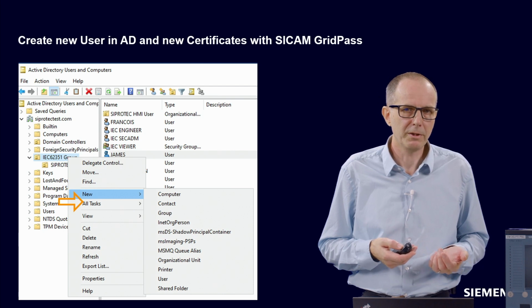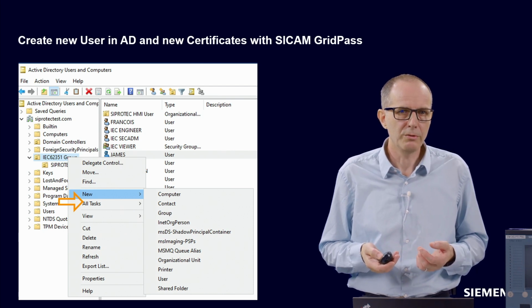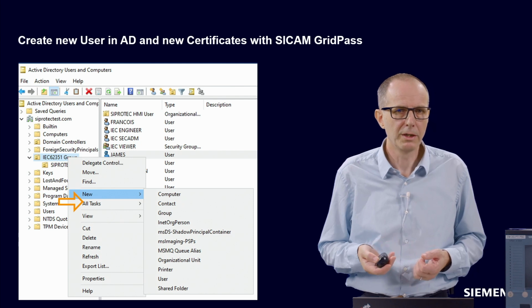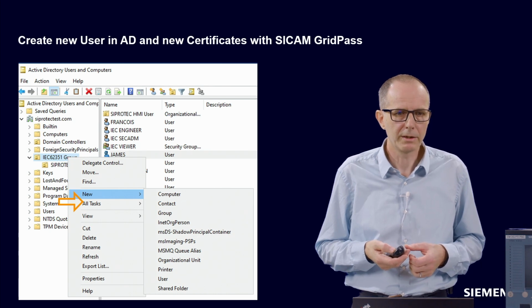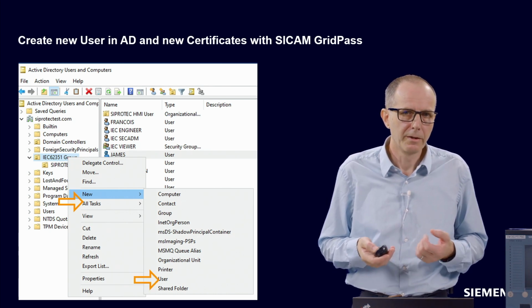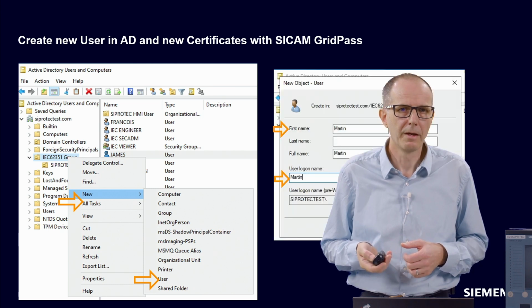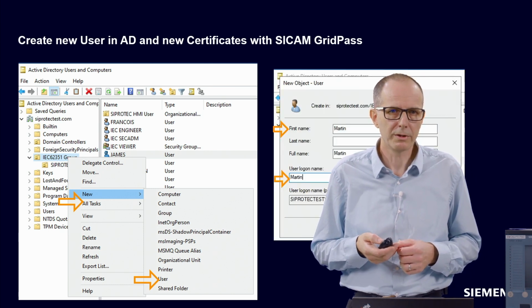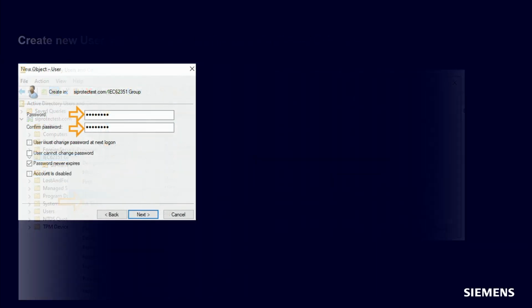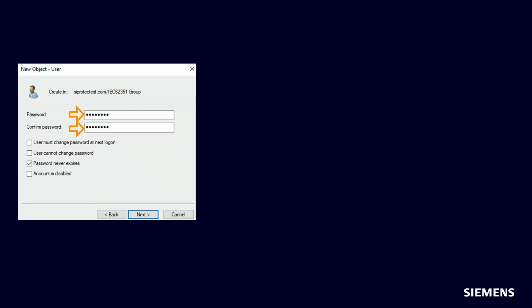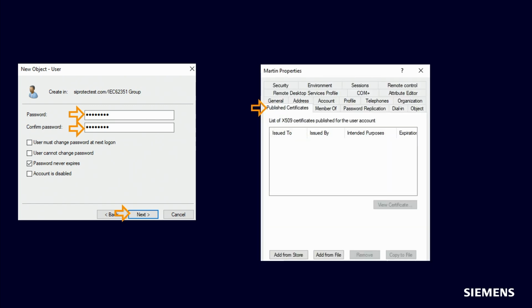In the IT tool Microsoft Active Directory, we can add a new user in the organization unit called IEC 62351 group. Make a right click, select New and click on User, and enter a new username, for example Martin, and click Next. Enter the new password and click Next. Click on Properties, and under Published Certificates we see that we can add a user certificate.